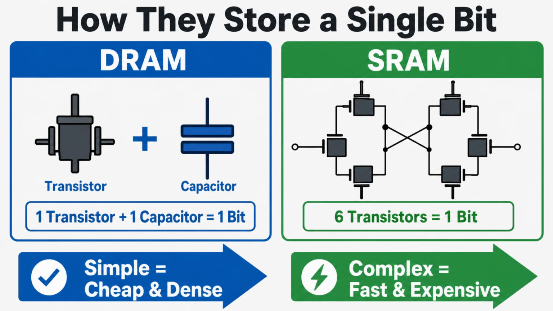DRAM uses the simplest possible design. Just one tiny transistor and one capacitor. Think of the capacitor like a tiny cup that holds a charge. One charge means 1, no charge means 0. Simple, compact, and incredibly cheap to manufacture. SRAM, on the other hand, uses 6 transistors to store a single bit. They're wired in a special pattern called a flip-flop or latch. More complex, but that complexity comes with major advantages.